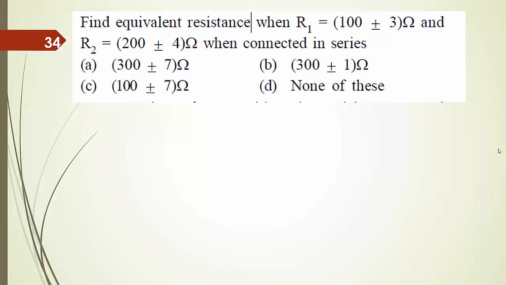34th question. Find equivalent resistance when R1 equal to 100 plus or minus 3 ohm, R2 equal to 200 plus or minus 4 ohm when connected in series. Yes, when the resistors are connected in series, we have the formula. You can remember, when resistors are connected in series, Rs is equal to R1 plus R2. You can remember this formula. Then R1 and R2 values are already given.